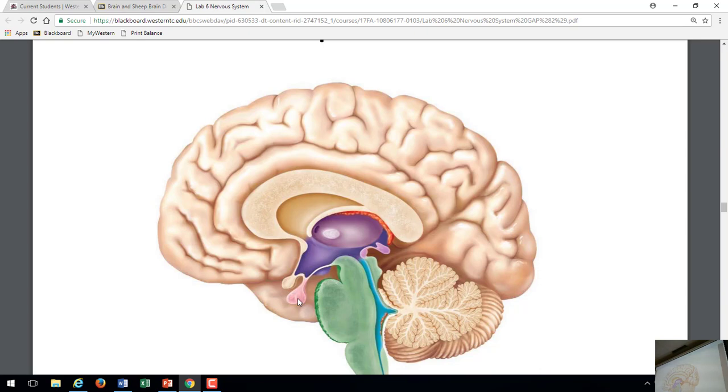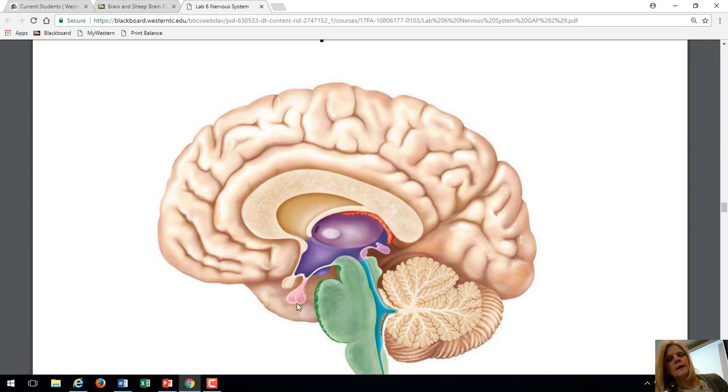But here's a good example of one. The pituitary gland is hanging off here on this little stalk. Here it looks on this model like a little peanut, right? So be aware that the pituitary gland is found there.